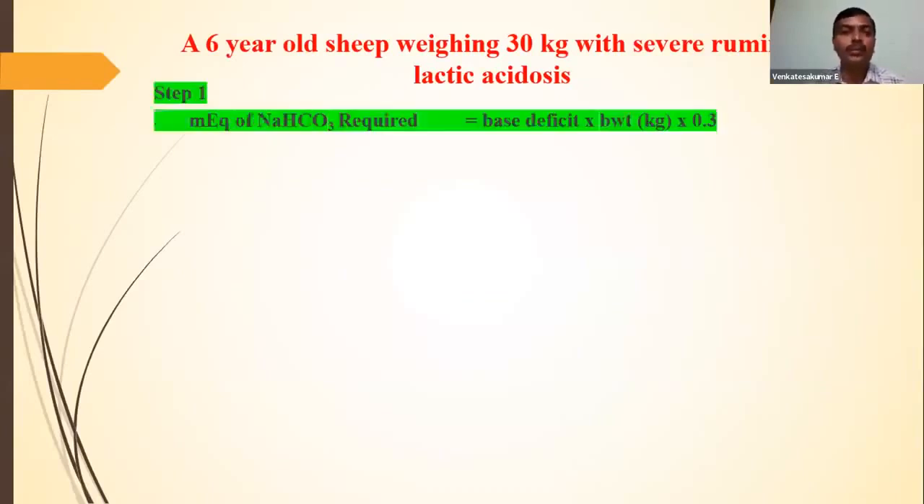So step one: the milliequivalent of bicarb required formula, it's for an adult, isn't it? Base deficit times body weight times 0.3. You have to apply that for a severely affected animal: -15, 30 kg, 0.3. It is roughly 135 milliequivalent. So now we have identified how much bicarbonate you have to give to the 30 kg animal with severe lactic acidosis.